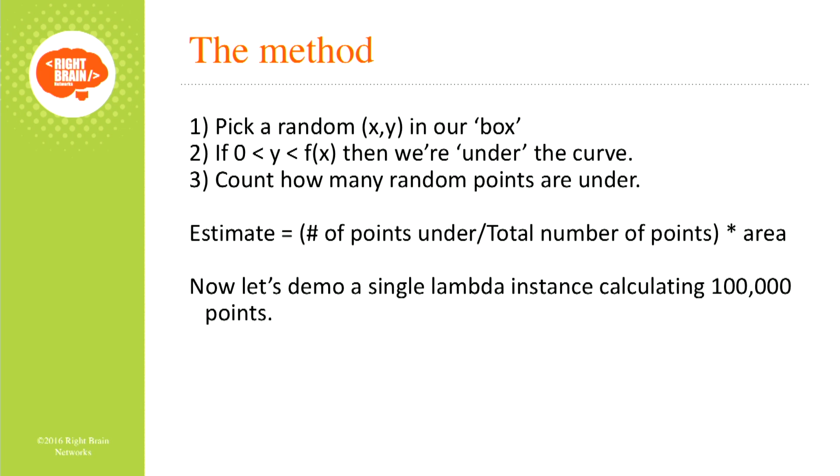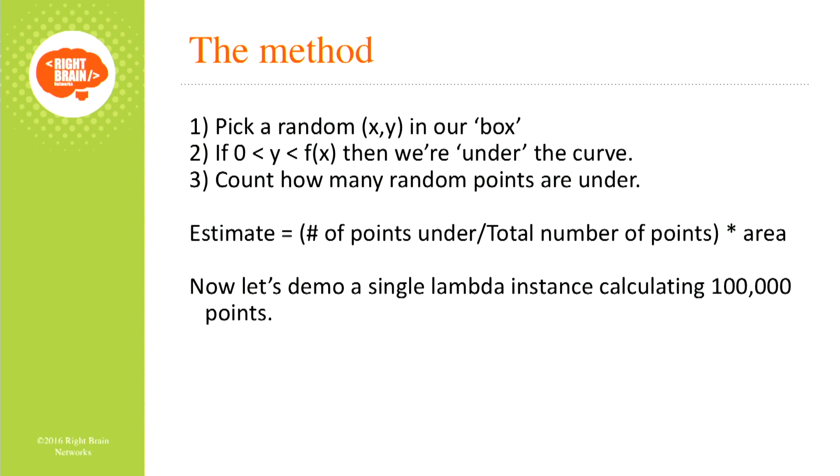The method we talked about a little bit. We pick our box. We pick a random point in there. We see whether the point is under or over. And then we count the number of random points that are under. And then since we have a box, the number of points under divided by the total number of points gives us the percentage under, times the area gives us the area under.